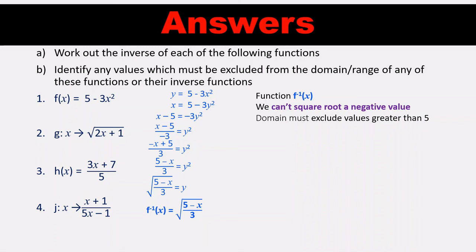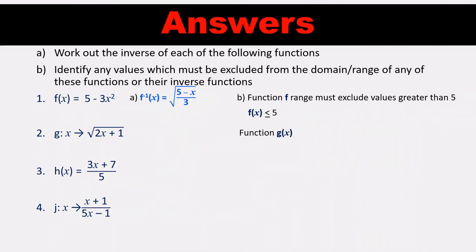That means x can't be any bigger than 5, because 5 minus 5 would be 0 and 5 minus a value greater than 5 would be a negative number. So let's exclude x values greater than 5. If the domain from the inverse function excludes values greater than 5, then the range from the original function must exclude values greater than 5. So I would say that the range of values of function f must be less than or equal to 5.